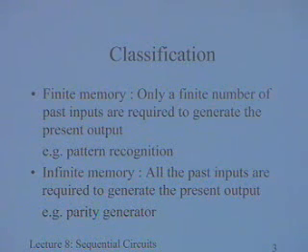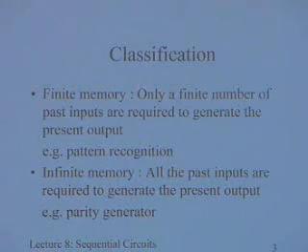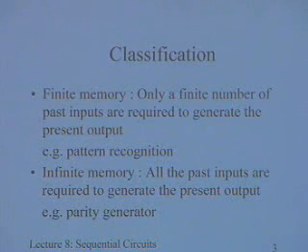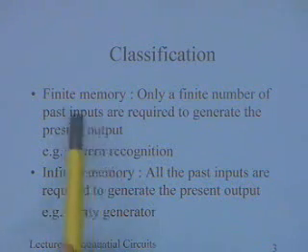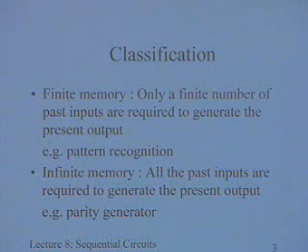If our present output is a function only of some fixed number of previous inputs, then we call that a finite memory system. We will see an example of it, a pattern recognition system, like we did with an iterative circuit, trying to get a pattern like 1101. It only depends upon the present input and the three previous inputs, because whether the pattern matches or not can be decided by just looking at four inputs. Such systems are called finite memory systems.